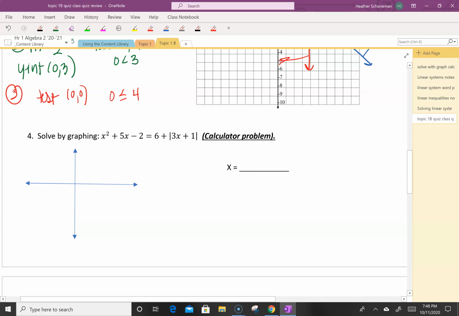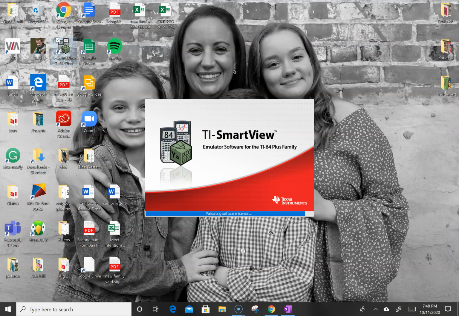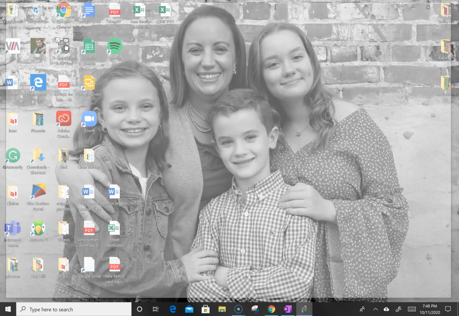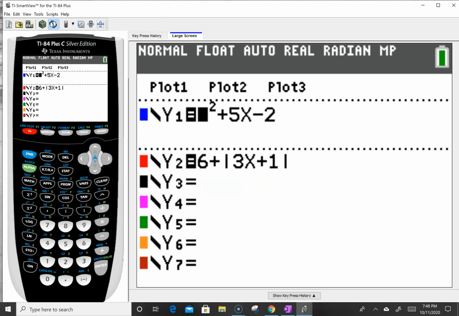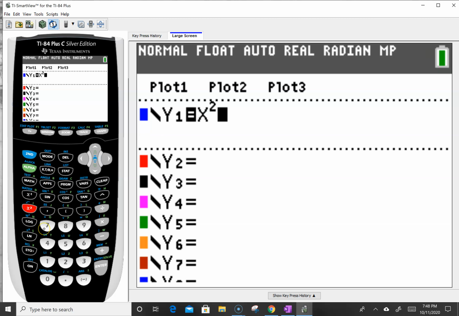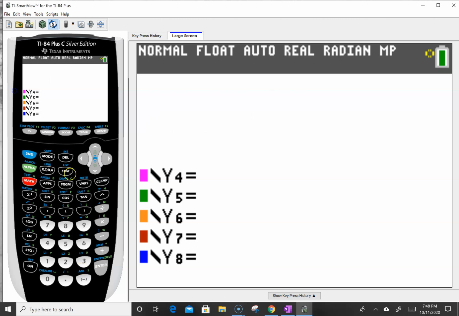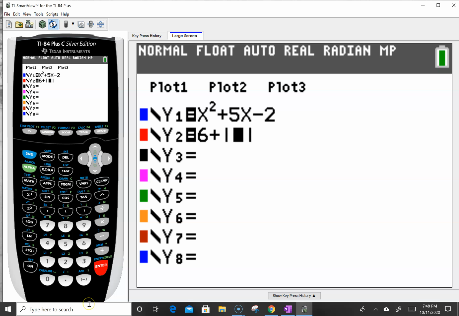Number 4 is a calculator problem. So I need to get my calculator open. For these problems, you need to plug them into your calculator and see what you can get. All right, so I'm going to go to my y equals, and I'm going to clear everything out. On the left side, I'm going to put in x squared plus 5x and then minus 2. Down below, I've got 6 plus, and I need the absolute value, so I go to Math, scroll to the right, absolute value, and in the absolute value, I need 3x plus 1, and I can scroll out.